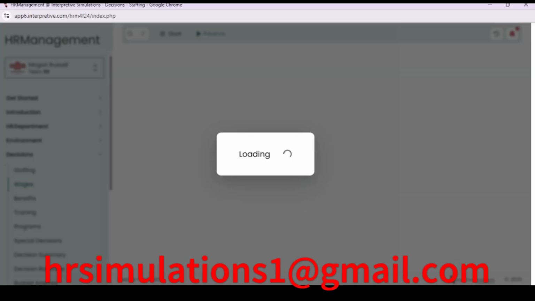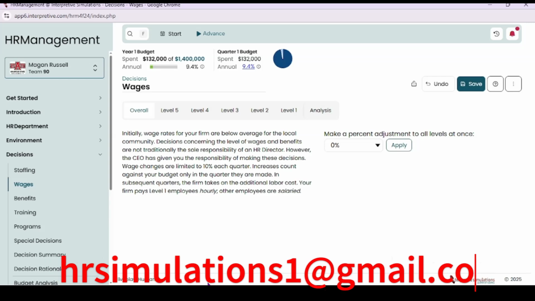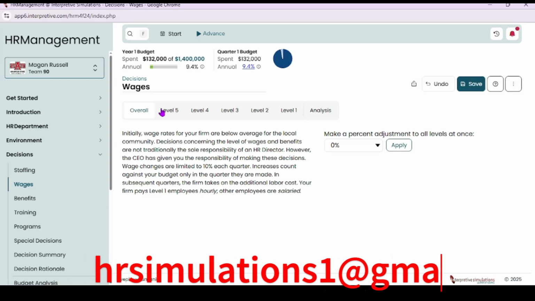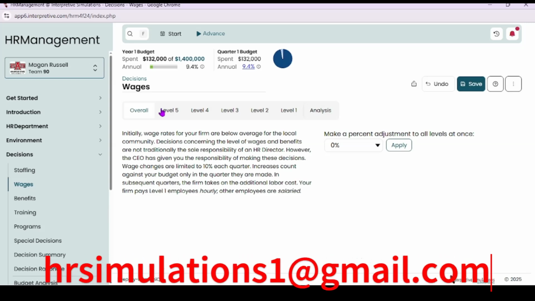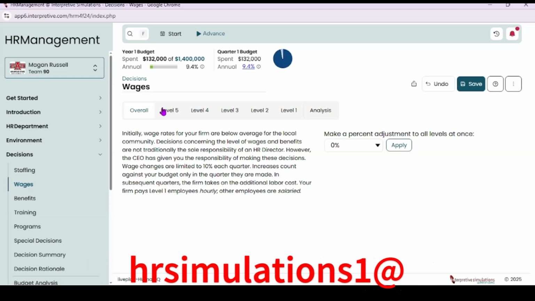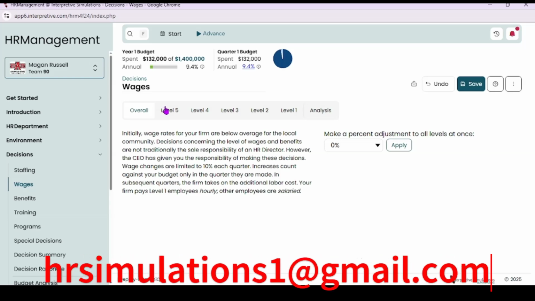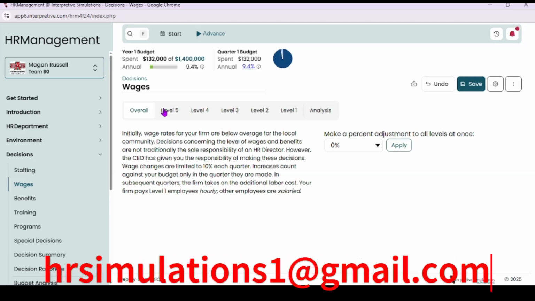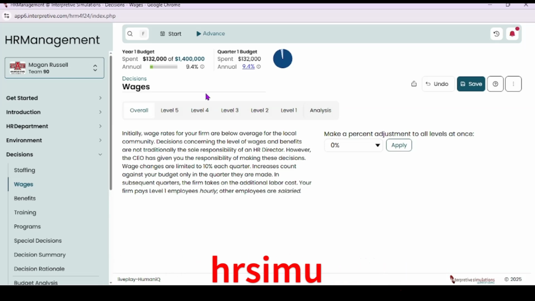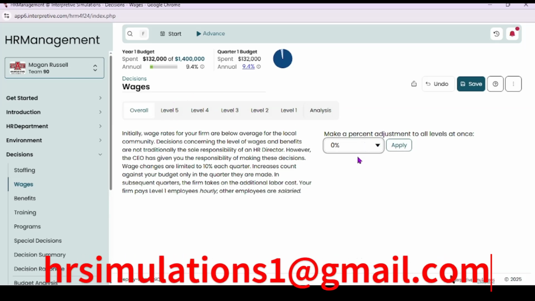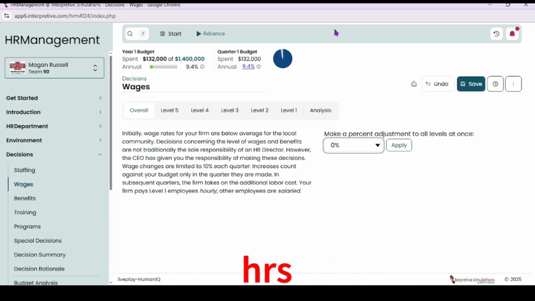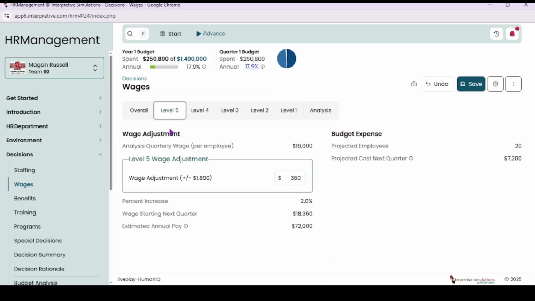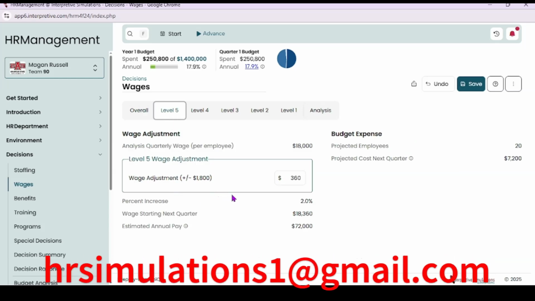Next is the wages. Under the wages, we are still talking about the levels, and we're now talking about paying our workers. The wage rates for your firm are below average for the local community. Decisions concerning the level of wages and benefits are not traditionally the sole responsibility of an HR director. So for this one, we are talking about how we're going to pay our workers. I'm just going to adjust with 2%, then I can apply and see. So it will only be 2%, and then we can go through each level so that we can see.